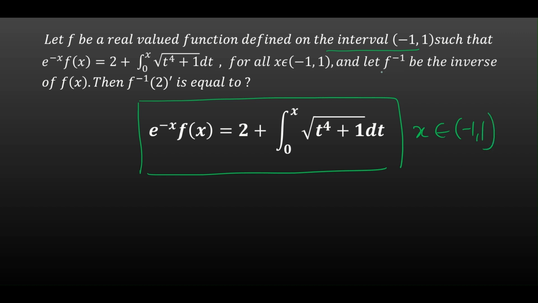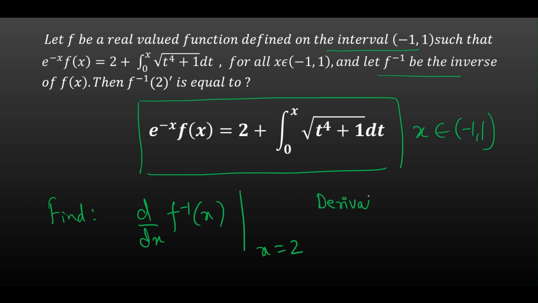Let f inverse be the inverse function of f. So we have to evaluate the derivative of f inverse. What do we have to find out? The derivative of f inverse x at x equals 2. We have to keep in mind this is what we need to evaluate, and I will highlight this: the derivative of f inverse x. This is what we are interested in.